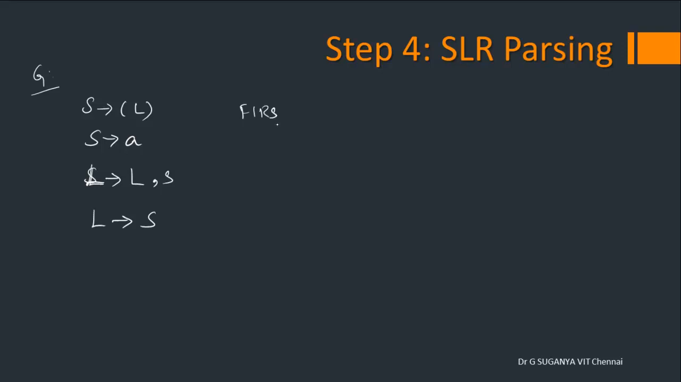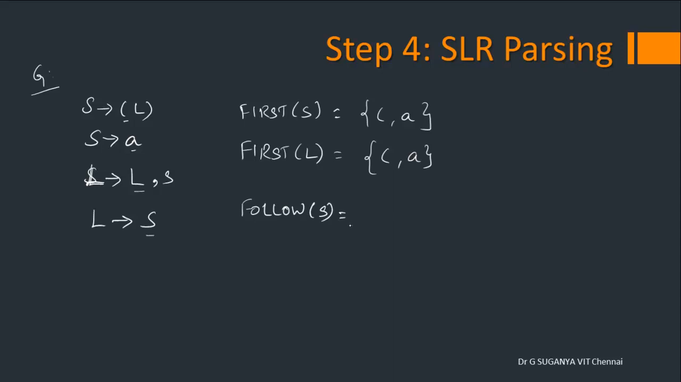So I'll compute first of S first. Since S has two productions and both start with a terminal, first of S will be open bracket and A. And what is first of L? L starts with L itself and S. Actually, the proper procedure is to remove this left recursion and then start working with the grammar. Since we have started like this, let's proceed. So it includes first of L and first of S. Since first of S is what we have already computed, it will be left bracket and A. Right?